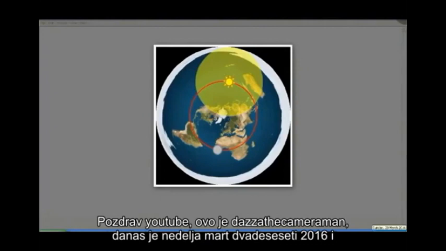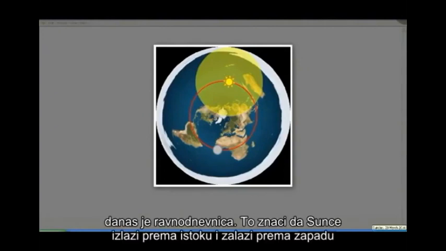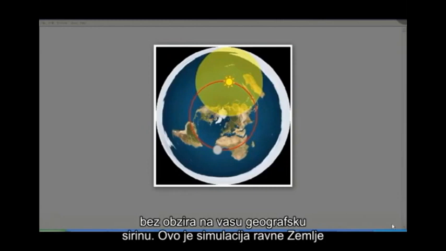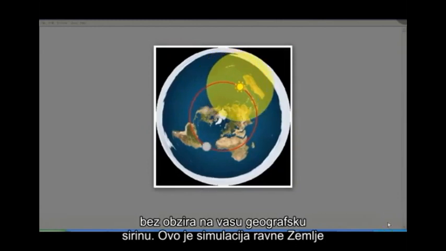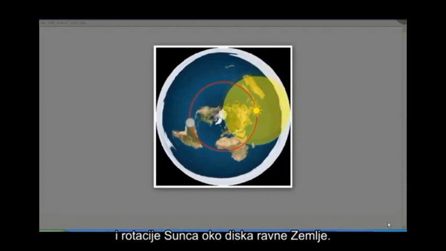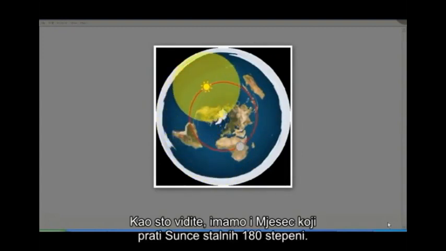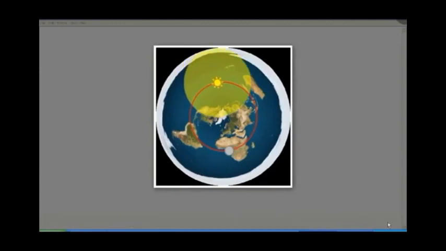Today is Sunday, March 20th, 2016, and today is the March equinox, which means that the sun rises due east and it sets due west, regardless of your latitude. This is a flat earth simulation of the sun's rotation around the disk of the flat earth. As you can see, we've also got the moon chasing the sun, permanently 180 degrees from the sun. Apparently that's about as high tech as a flat earth simulation gets.